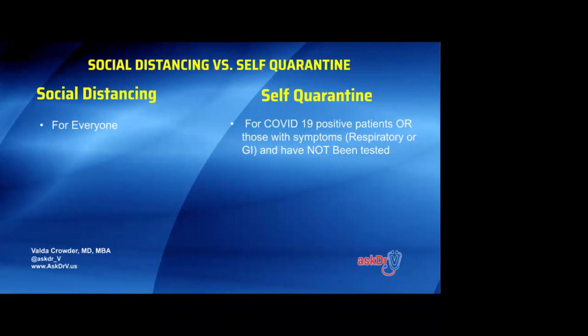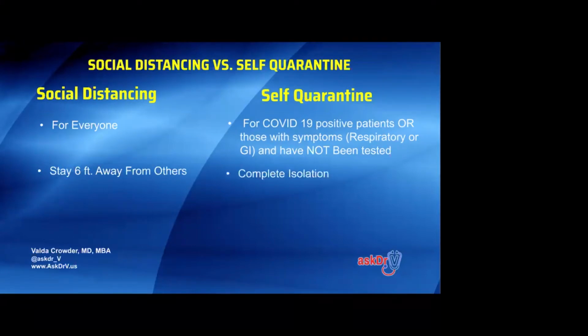Self-quarantining is for people who are COVID-19 positive or who think they may be COVID-19 positive, or who've been tested and they're waiting for the results. So you should also self-quarantine if you're waiting for the results of a test. Social distancing is staying 6 feet away from others.